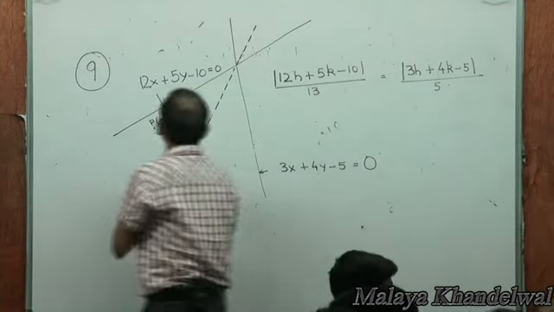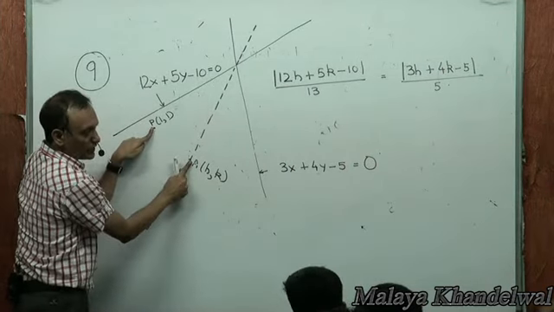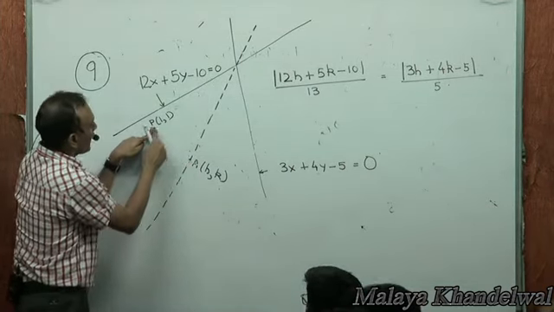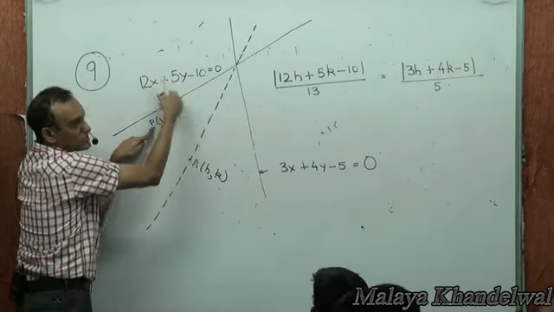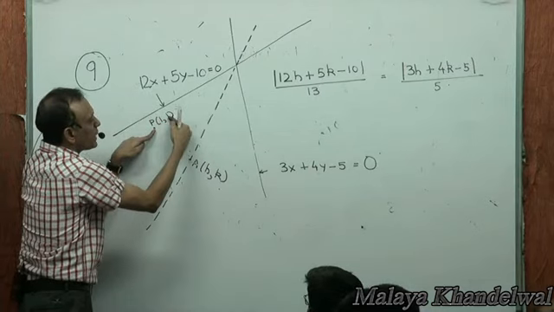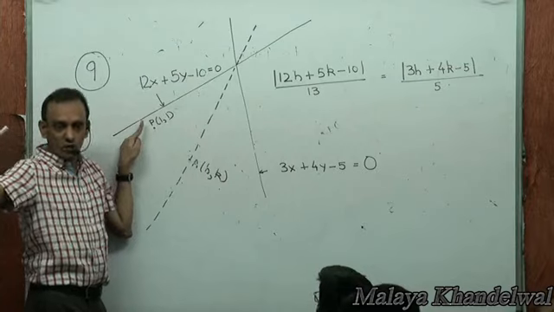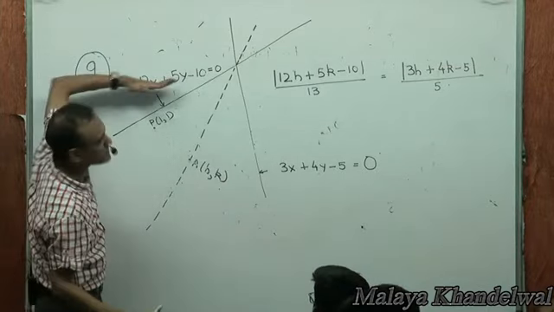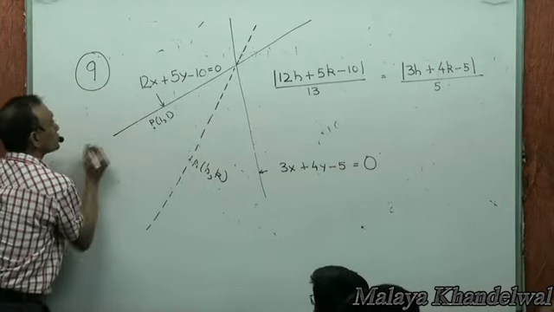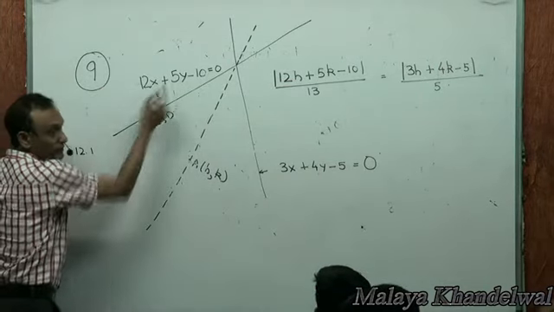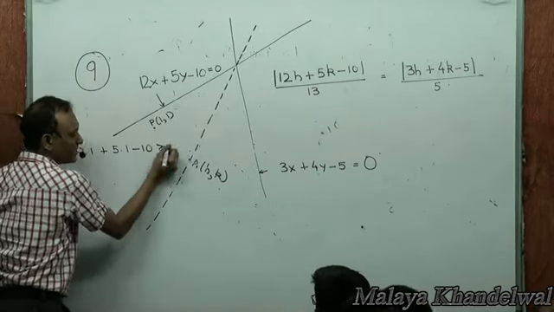Now, look at this point (1, 1) and this point (h, k). They lie on the same side of this line. That means the sign that (1, 1) imparts to this expression must be the sign that (h, k) imparts to this expression. Yes or no? Because (1, 1) and (h, k) lie on the same side of this line. Now let me see the sign that (1, 1) imparts to this expression: 12 into 1 plus 5 into 1 minus 10, that's positive, which is greater than 0.